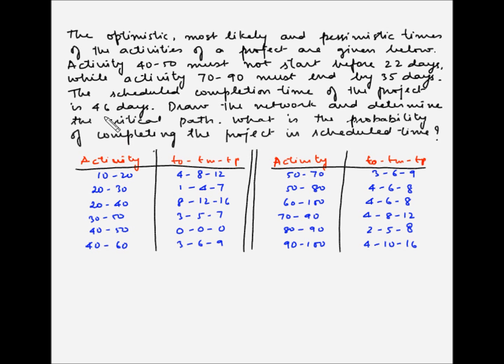Of course the management has said to complete the project in 46 days, but each of the activities has its own optimistic, most likely, and pessimistic time. So based on this time that we have calculated, we have to find out what is the estimated time duration for completion of the project, and then based on that we'll find out what is the probability of completing the project within 46 days. So in order to determine the critical path, we have to first find out the expected time duration for each of the individual activities. So let's try to do that.